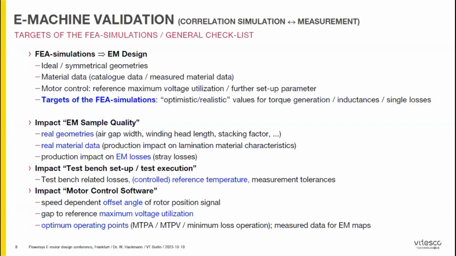Then, voltage utilization. What is the maximum voltage which I can get out of the DC voltage is very important. And then the motor control has to realize the optimum operating points regarding MTPA, this means maximum torque per amp, MTPV, maximum torque per voltage, and the minimum loss operation.